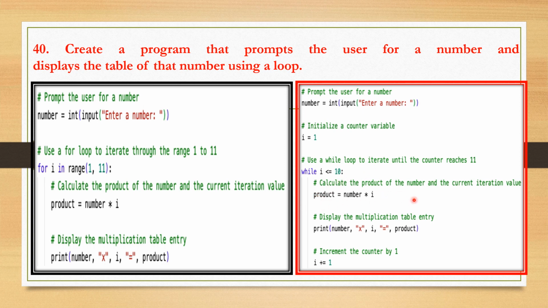We use the print function to display the multiplication entry value in the format number * i = product. So after printing the entry, we increment the value of counter i by 1 by using the statement i += 1, which ensures that the loop progresses to the next iteration, and the loop continues executing until the counter reaches 11, at which the condition i <= 10 becomes false and the loop terminates.